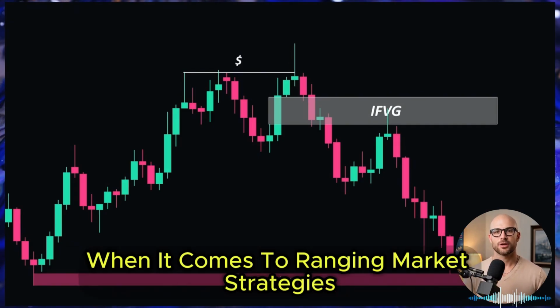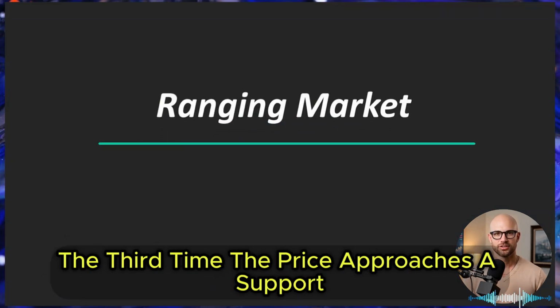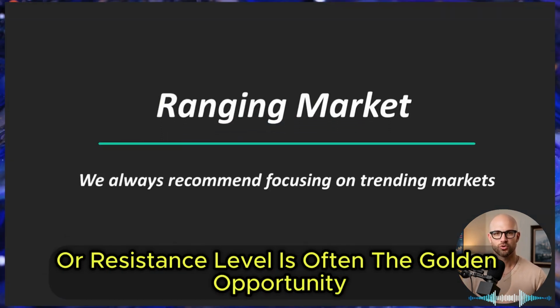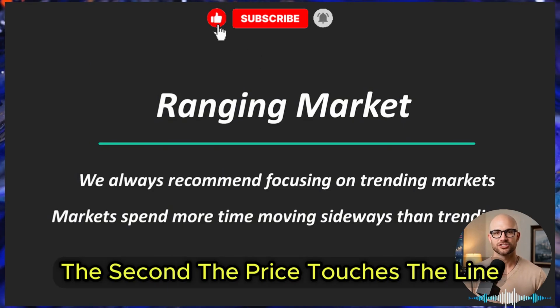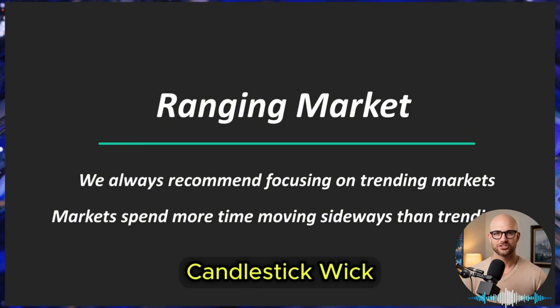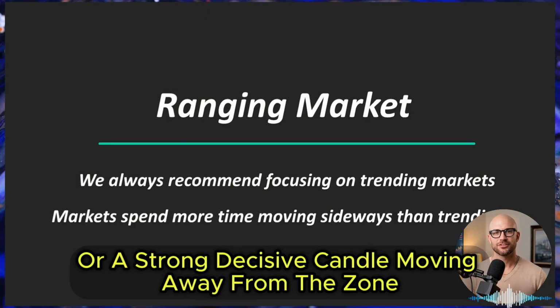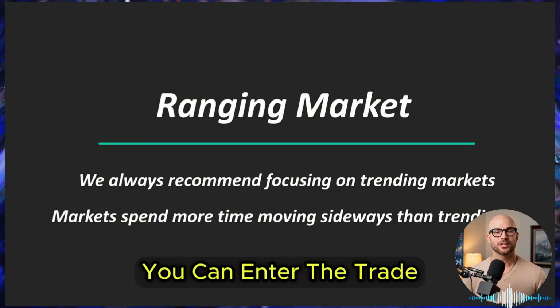When it comes to ranging market strategies, the first setup to watch is the third touch. The third time the price approaches a support or resistance level is often the golden opportunity. But don't just enter blindly the second the price touches the line. Wait for confirmation. Look for a rejection candlestick wick or a strong, decisive candle moving away from the zone. Once you see that reaction, you can enter the trade.